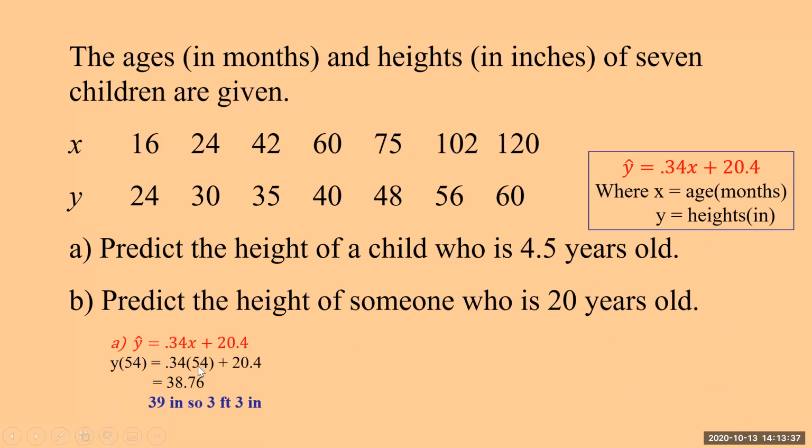So 0.34 times 54 plus 20.4 gives us a value of 38.76. And that would be inches. And if we were to want to actually see about how tall this child would be, that would equate to 3 feet, 3 inches. So that sounds reasonable. A 4.5-year-old would be about 3 feet. That sounds reasonable.